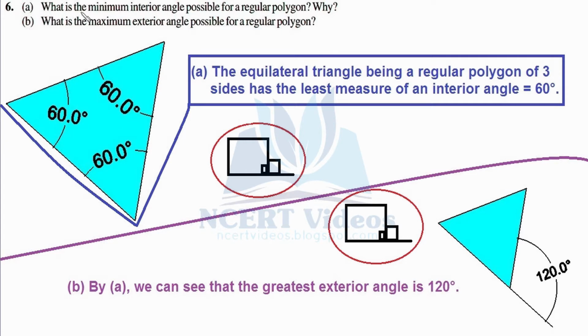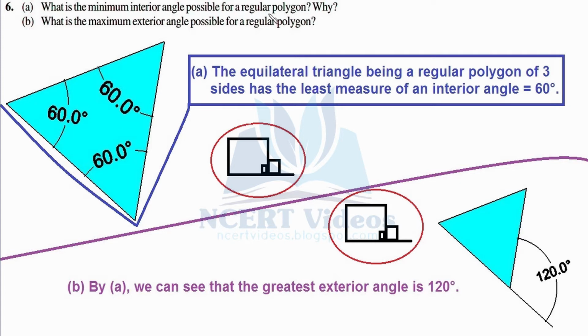It says, what is the minimum interior angle? That is, we have to find the minimum interior angle that is possible in case of a regular polygon. The important thing to note over here is this: regular polygon. It is not asking for any common polygon but a regular polygon. With this, a thought strikes our mind: a polygon which has all its angles equal to each other and all its sides equal to each other.